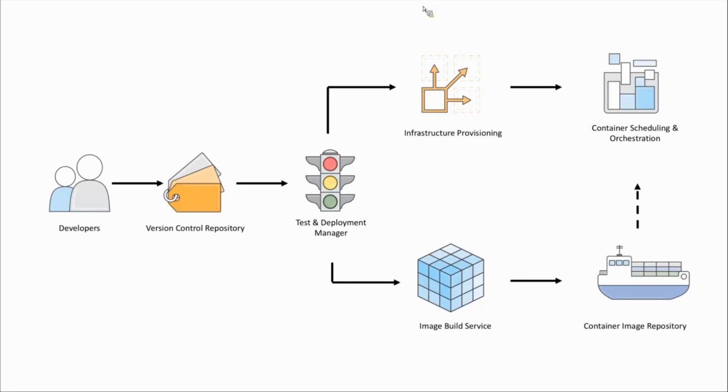So the way this looks all together is I have a developer, they're working locally, they push to a version control repository. I have my test and deployment manager, and that has two different paths. It has an image build service, which then pushes to a container image repository. So in this case, maybe we'd be using Amazon ECR. And then I have my infrastructure provisioning, which provisions the servers that my services are running on. So in this case, that would be the EC2 instances that make up our ECS cluster. And then I have my container scheduling and orchestration, which pulls images from my container repository, so ECR, and places those containers on the EC2 instances that were provisioned by my infrastructure provisioning tool.